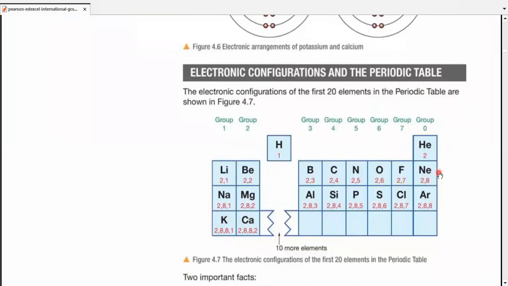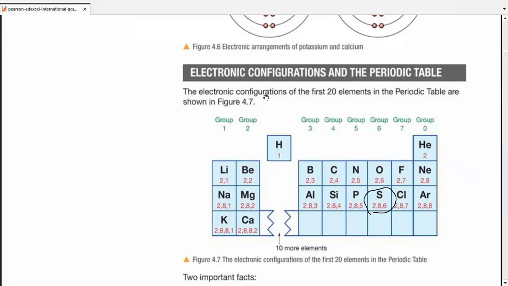This is the electronic configuration for the first 20 elements. They're emphasizing the same thing over here. And I think it's pretty easy to read and judge that, let's say, if we are talking about sulfur, sulfur would have 2 electrons in the first shell, 8 electrons in the second shell, 6 in the third shell, which means it has the atomic number of 16. Because if you add these 3 numbers up, you'll get the atomic number.